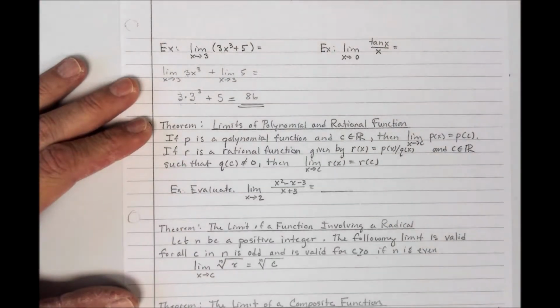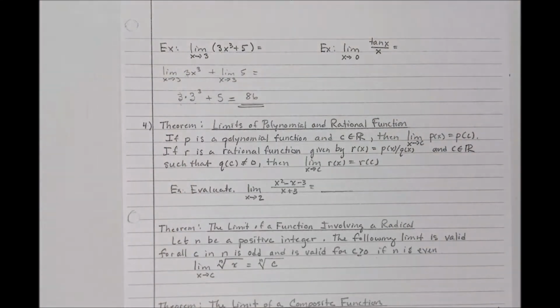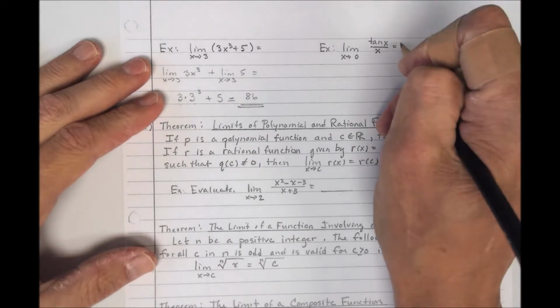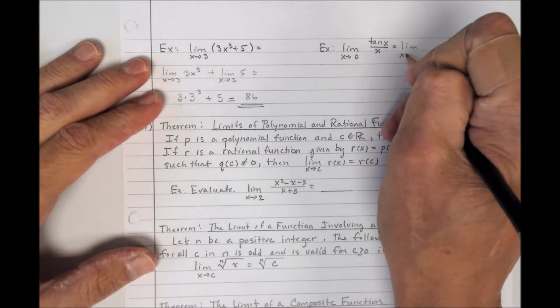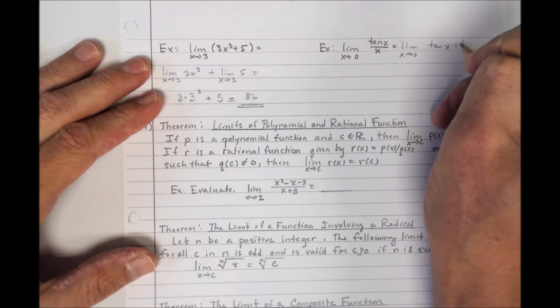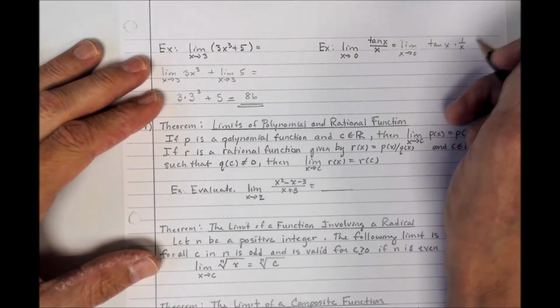All right. Now the next one's a little tricky, and I wouldn't expect you to get it right away, but I'm going to kind of show it to you. So I'm going to write this as the limit as x goes to 0 of the tangent of x times 1 over x. I think you'll agree with that. I just did a little bit of algebra.